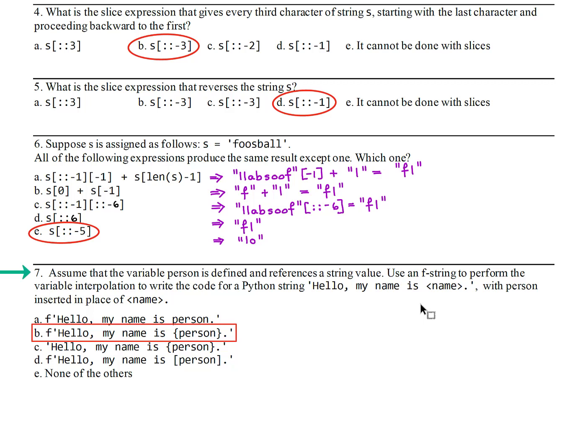Number 7, we're supposed to use f-string interpolation. So now we have a variable person. We want to put that in place of name. So this should be B. B is an f-string. We're using single quotes, and we're interpolating the variable person. And the interpolation is done with the curly braces, not the brackets. And notice what's the difference between B and C? C is not an f-string.